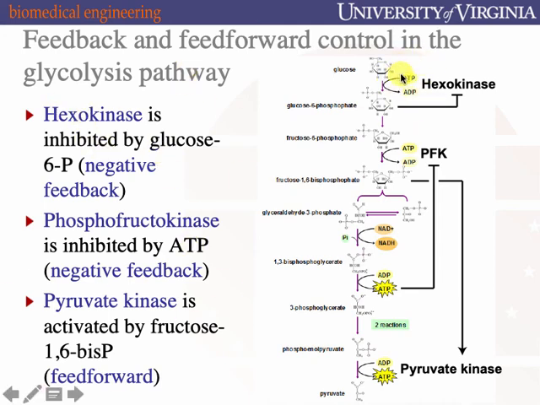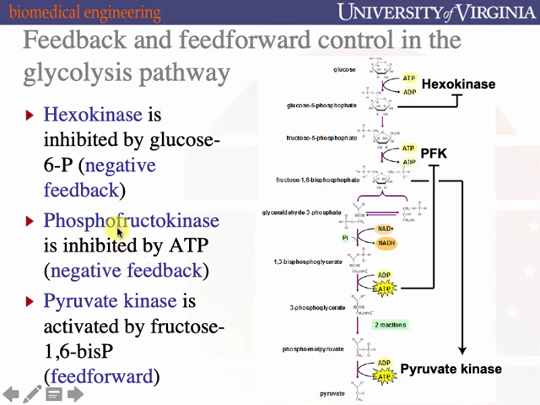Hexokinase, its activity is negatively regulated by the concentration of glucose 6-phosphate. So the product of the enzyme reaction that it catalyzes, if it's too high, it feeds back and it inhibits the activity of the enzyme. Negative feedback.